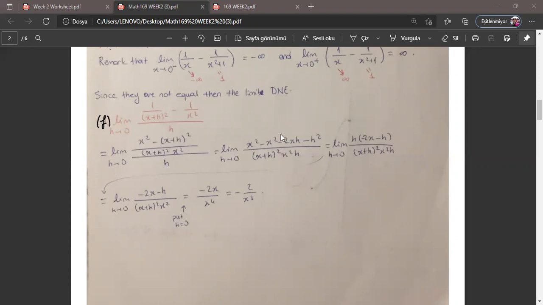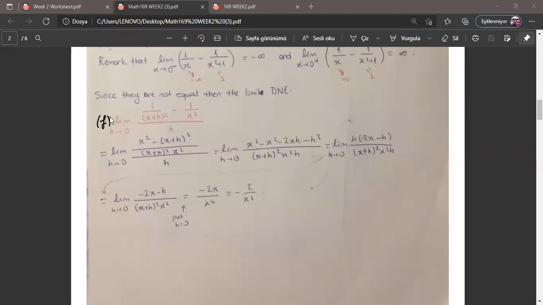Now what do we have? Here we can simplify them, right? They cancel out. So what do we have in the parentheses of h? We have minus 2x minus h. Now, if we simplify these h's, we get minus 2x minus h over this denominator. We simplified h in the numerator and denominator. Now, if you plug h equals 0, you get minus 2x over x squared times x squared, which is x to the 4th, and we simplify and get minus 2 over x cubed.